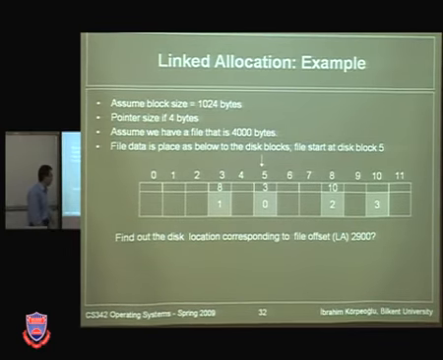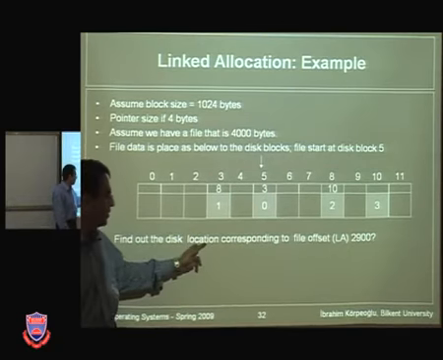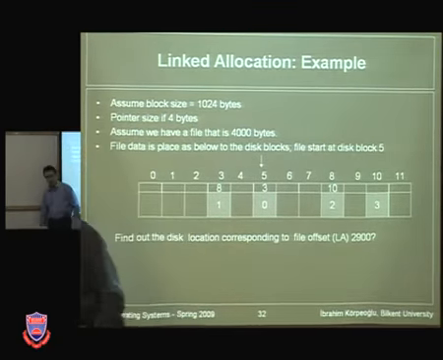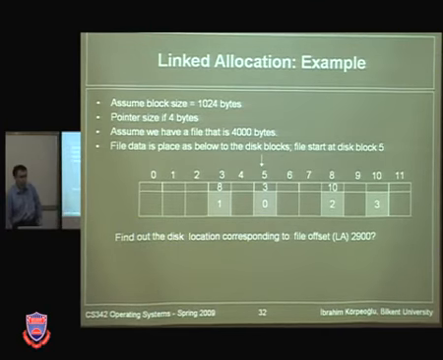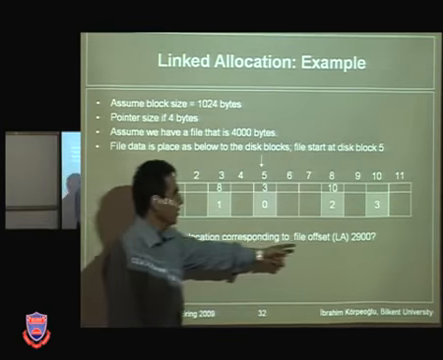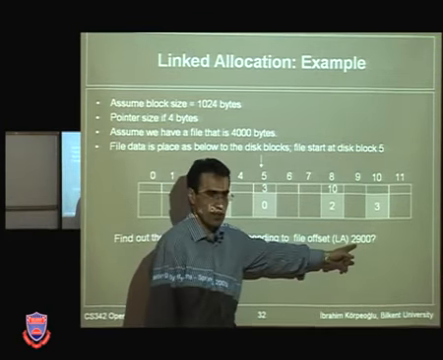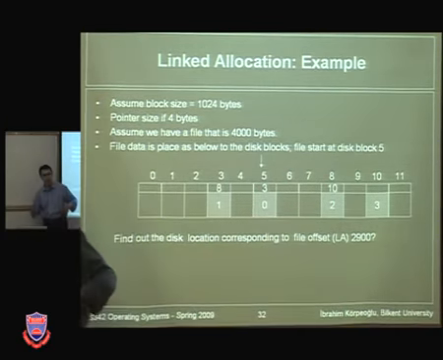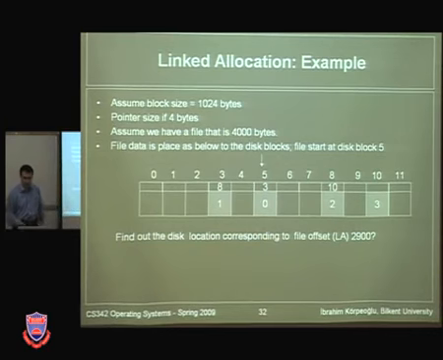We want to find the disk location corresponding to file offset, or logical address, 2900. I wonder where that offset is sitting on the disk. If I want to access that portion of the file, to which disk block should I go, and which byte in that block should I access? This is the question.